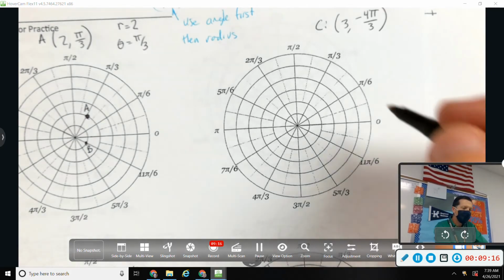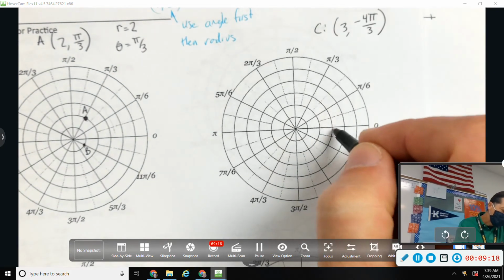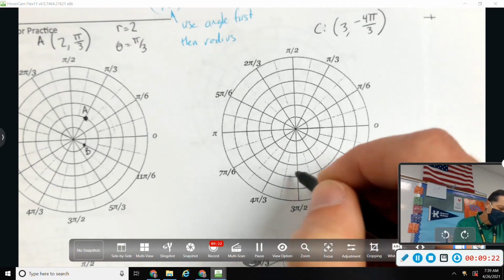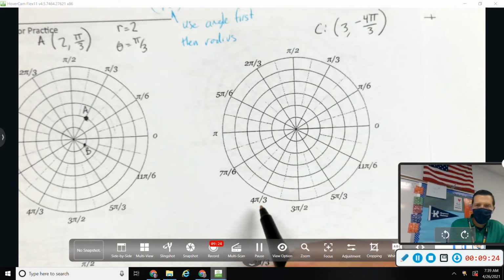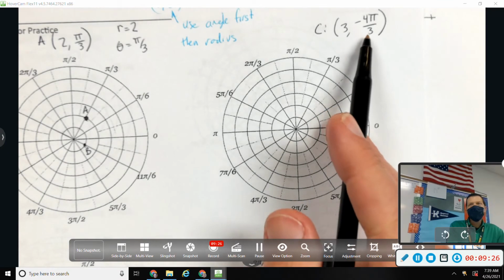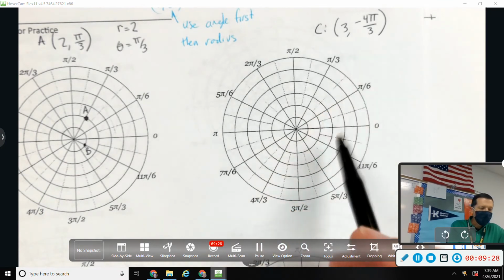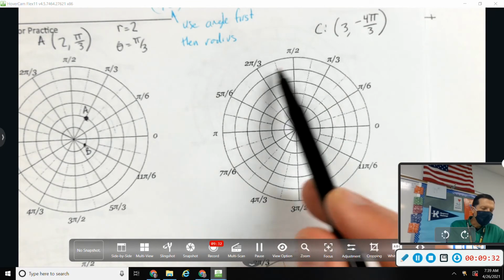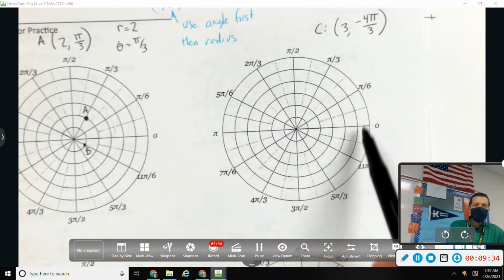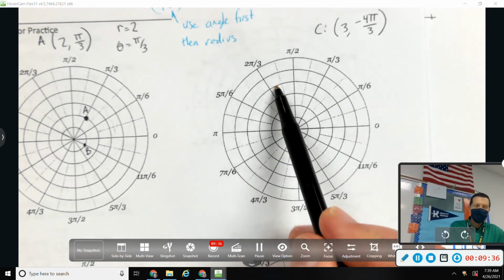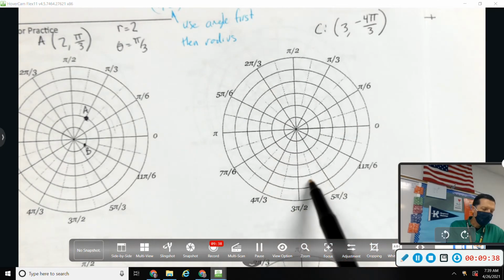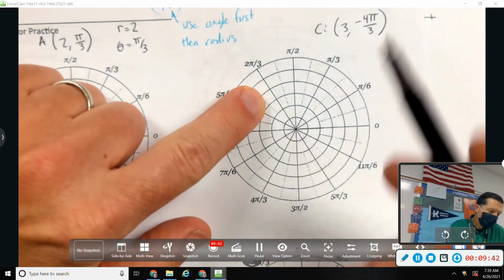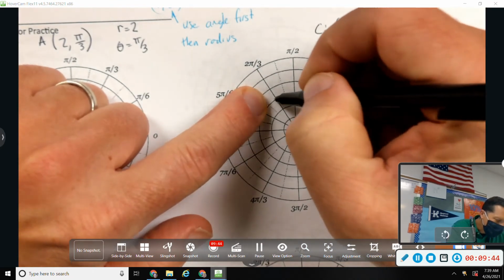So instead of rotating up, we're going to rotate down, and we're going to rotate backwards 4 pi over 3. 4 pi over 3 is the amount of angle we need to rotate through. So if I rotate backwards 4 pi over 3, what angle do I land at? 2 pi over 3. So I go backwards 4 pi over 3, I land at 2 pi over 3. And then I go out 3. So 1, 2, 3.